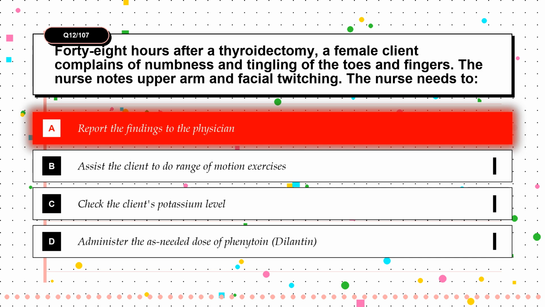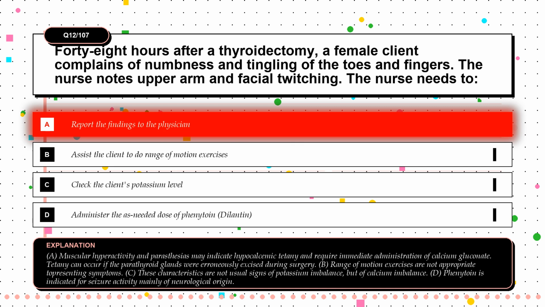The correct answer is option A. Report the findings to the physician. A. Muscular hyperactivity and paresthesias may indicate hypocalcemic tetany and require immediate administration of calcium gluconate. Tetany can occur if the parathyroid glands were erroneously excised during surgery. B. Range of motion exercises are not appropriate for the presenting symptoms. C. These characteristics are not usual signs of potassium imbalance, but of calcium imbalance. D. Phenytoin is indicated for seizure activity mainly of neurological origin.